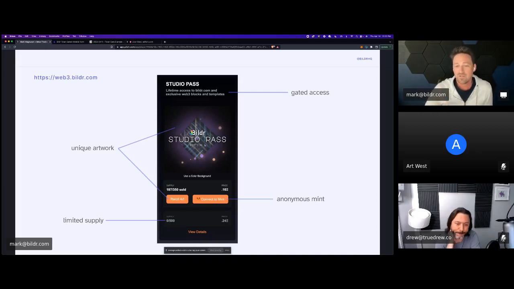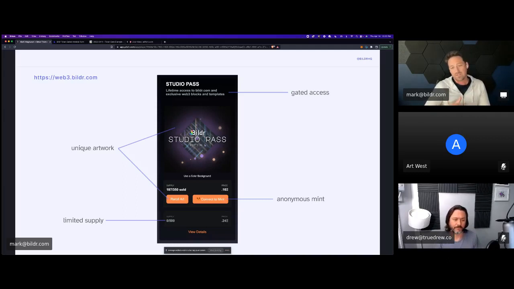And then when you connect to Mint, you're able to buy in anonymously, right? So normally you're using email address and you're saying who you are. You're actually able to do this anonymously, which is really interesting. Like we have users, we don't know who they are, right? It's kind of cool. And then the other really important piece here is a limited supply, right?